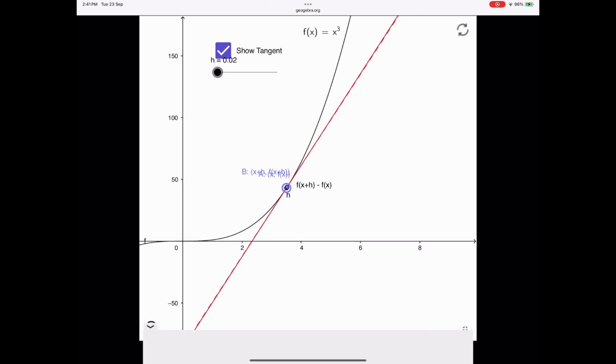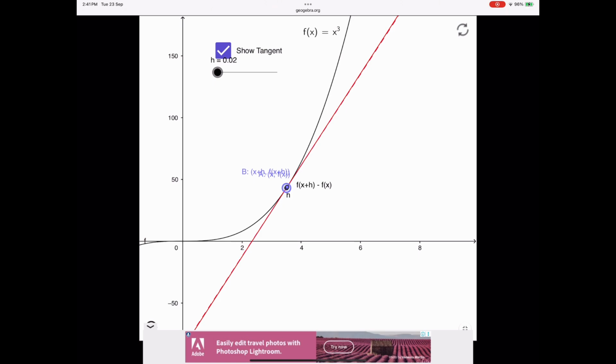And obviously, if the gradient is positive, then that means the function is increasing. And if it's negative, it's decreasing. So that's why all those applications of differentiation work.